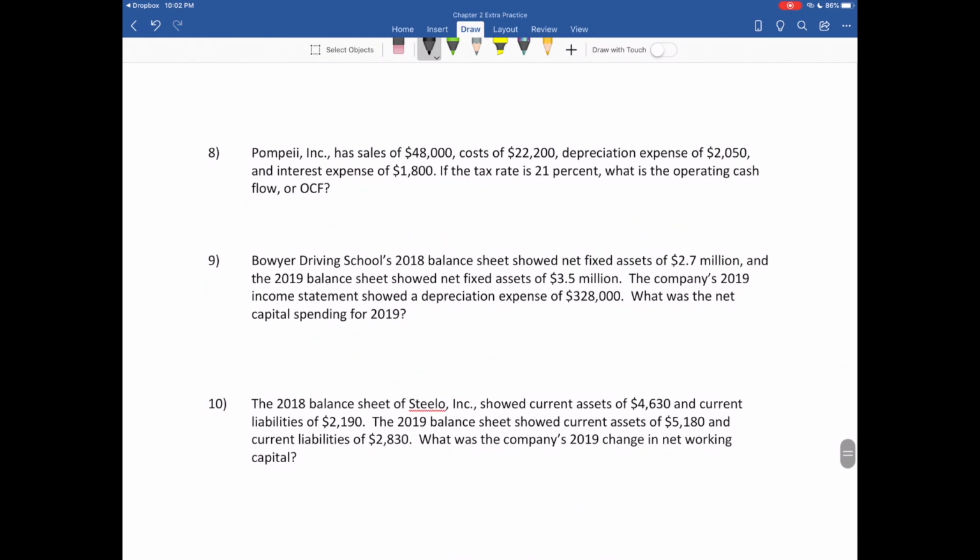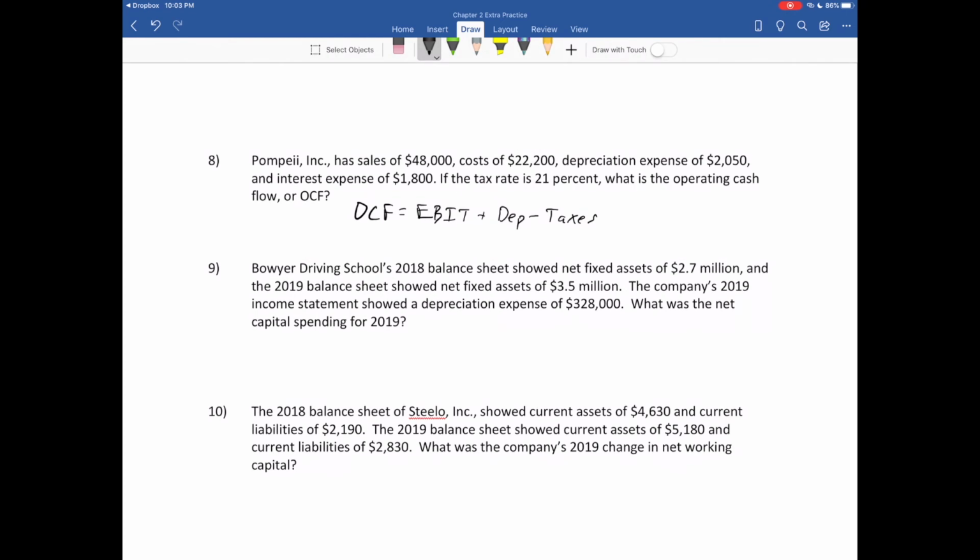Okay, so looking at problem number 8 here, we have Pompelli Incorporated, which has sales of $48,000, costs of $22,200, depreciation of $2,050, interest of $1,800, and a tax rate of 21%. They want to know what is the operating cash flow. So the first thing you need to know is what is operating cash flow. That's one of our cash flows. It is equal to EBIT plus depreciation minus taxes. Hopefully you see that these are all from the income statement, so what we're going to have to do is create a very basic income statement.